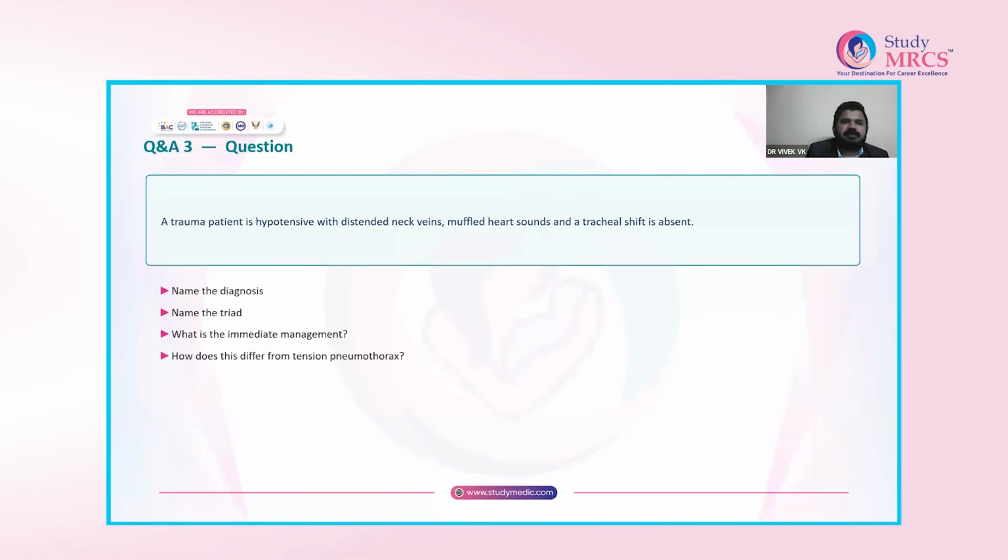A trauma patient is hypotensive with distended neck veins, muffled heart sounds, and tracheal shift. Name the diagnosis, name the triad. What is the immediate management? How does that differ from tension pneumothorax?